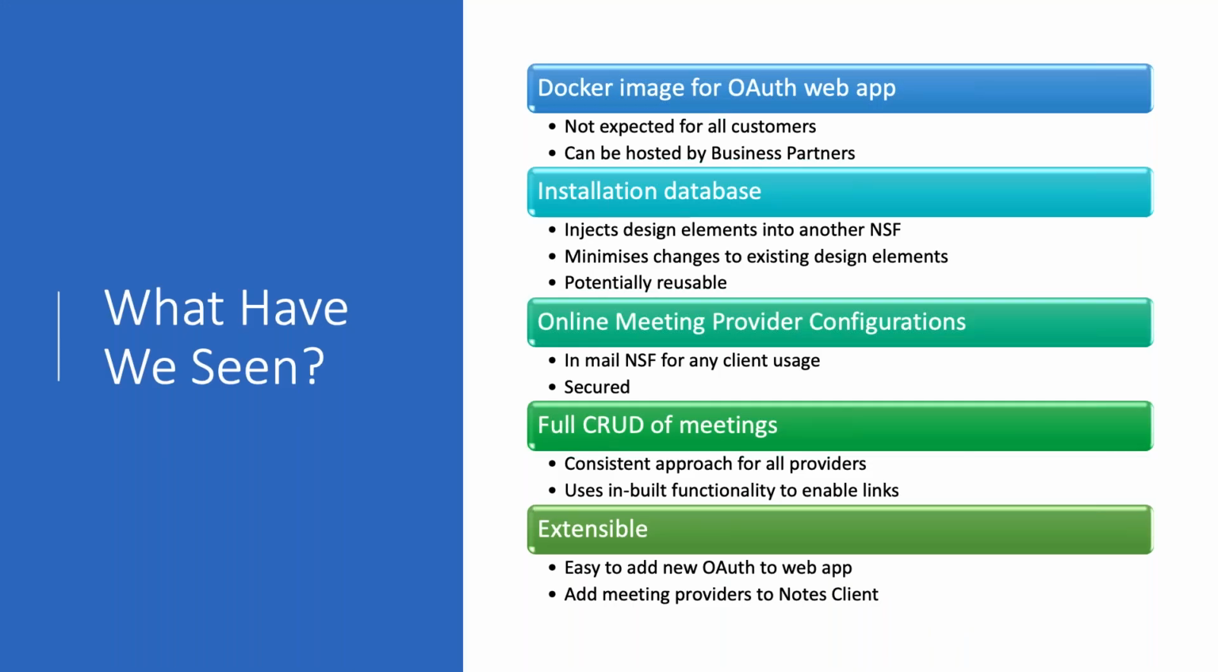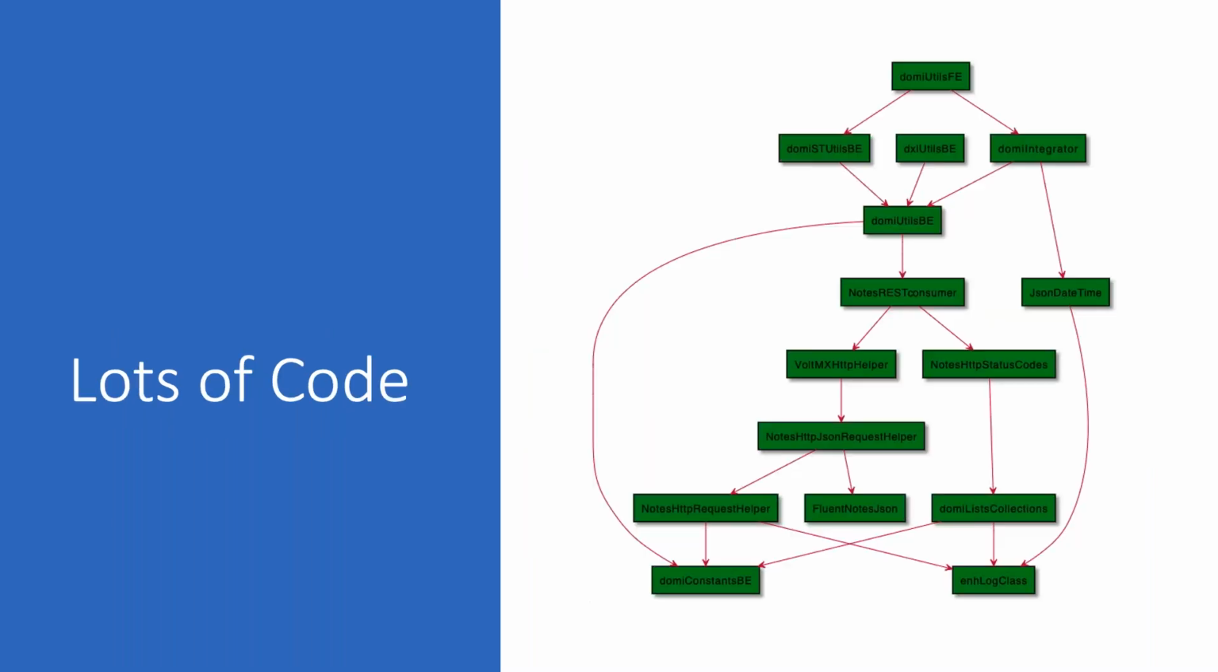So we've seen quite a lot there. We've got the Docker image for the OAuth web app, the installation database, which is reusable. We've got the online meeting provider configurations, full CRUD of the meetings, and it's extensible for other meeting services as well. And as you can see, that's just a diagram of the interactions between the script libraries. There's a lot of code there.